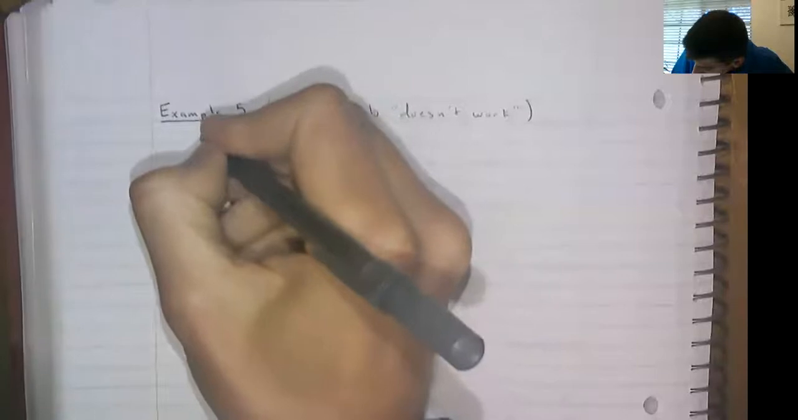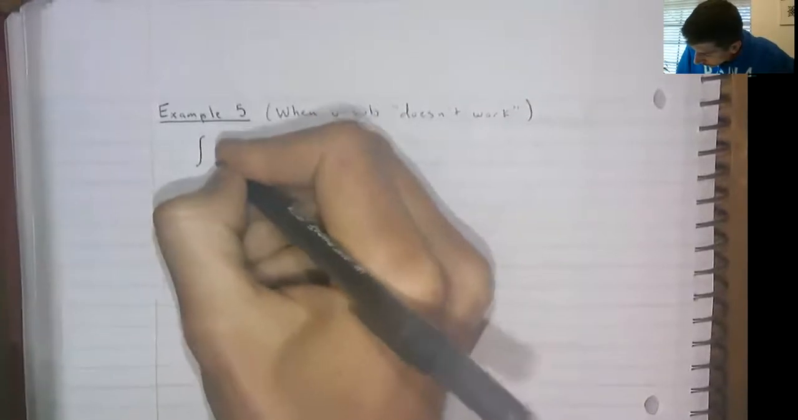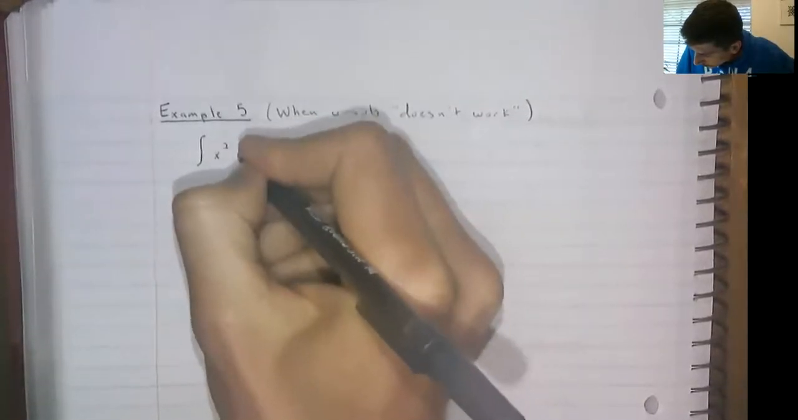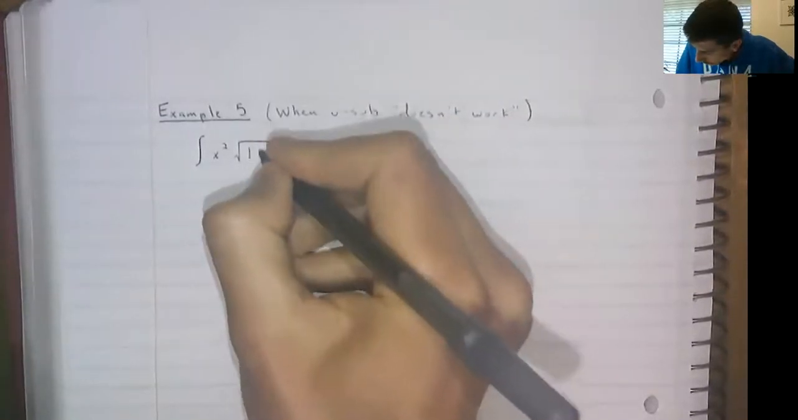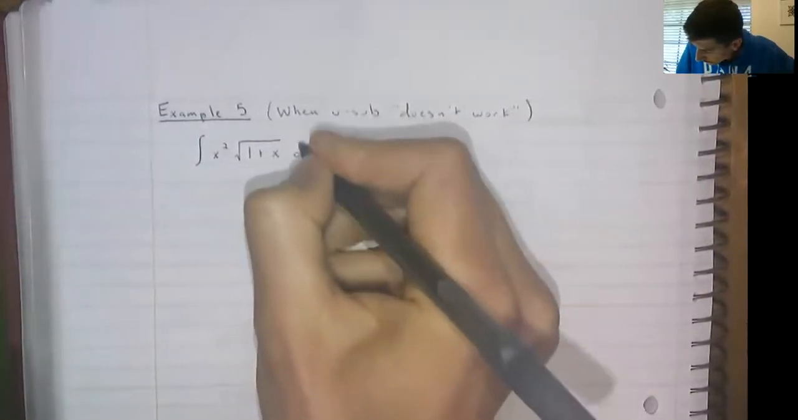And so perhaps we were looking at something like the antiderivative of x squared times the square root of 1 plus x dx.